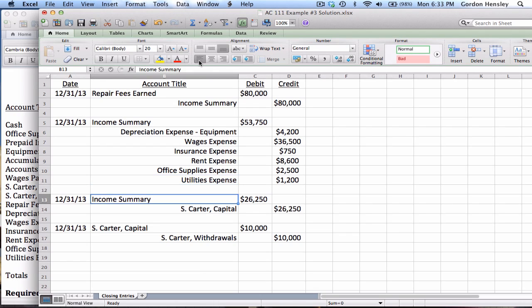And then down here, like I said, this was a tough one because I didn't know what kind of a balance income summary had. But to figure that out, I just look back at my first 2 entries, and then I just close out the withdrawal account. So that completes the example number 3, and that completes the video demo for closing entries.